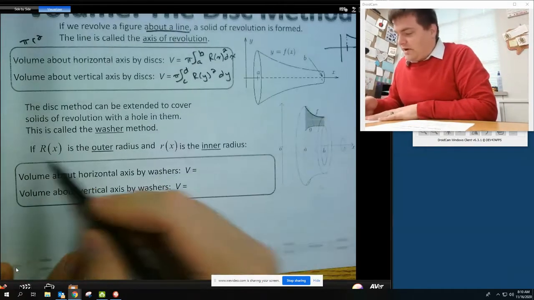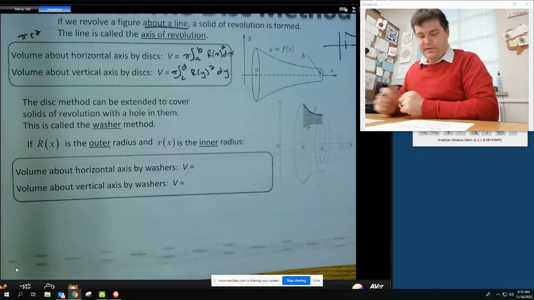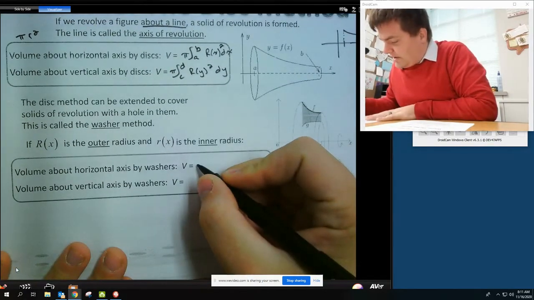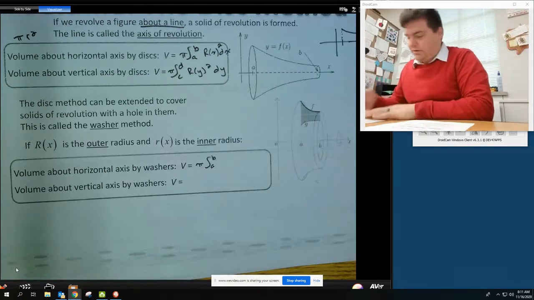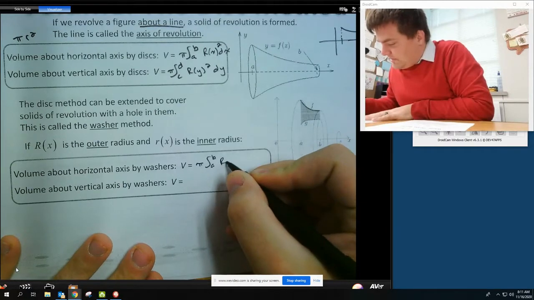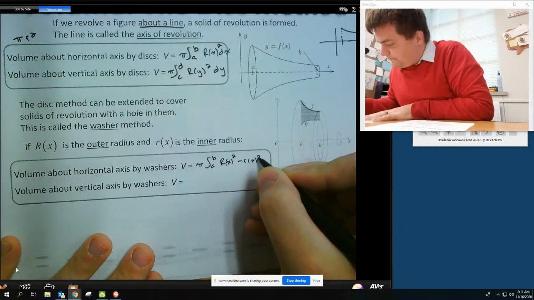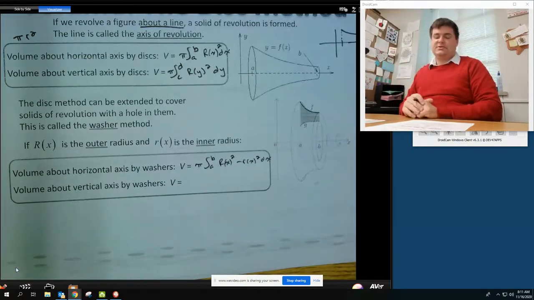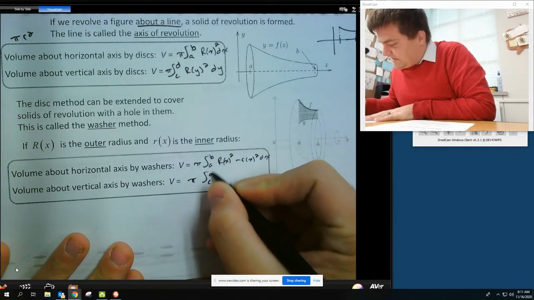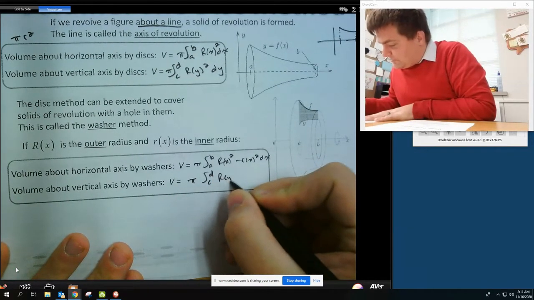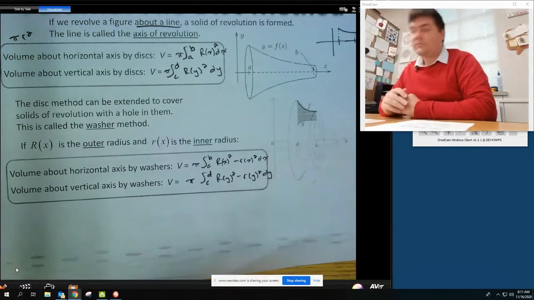So if big R is the outer radius and little r of x is the inner radius, then this is what we'd write down for our formula. It'd be the same idea here. It's still pi r squared. It's going to be pi from A to B, but this time we're going to be subtracting the big one minus the little one. So it's the exact same idea. We're just subtracting this time, so it's not that big of a deal. So if it's a vertical axis from C to D, again, make sure everything is in terms of y. And it's not that big of a deal.